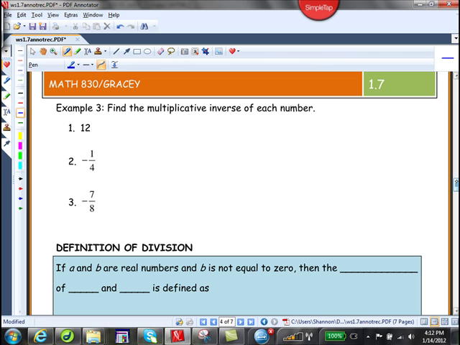Okay, so let's go ahead and find the multiplicative inverse of each of these numbers. The multiplicative inverse of 12, remember 12 is just like 12 over 1, so 1 over 12 is the multiplicative inverse. Negative a fourth would be negative 4 over 1, or you could just say negative 4. Negative 7 eighths would be negative 8 sevenths.